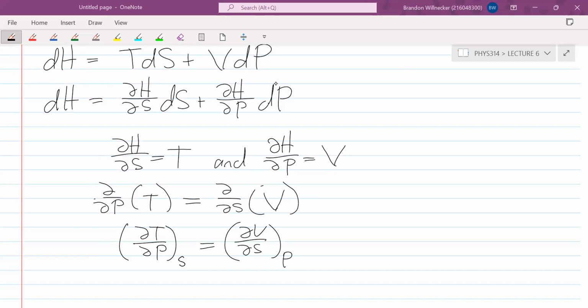Okay, so it's always going to be something like this with the d by dP, and on the other side you keep the P constant, on that side you keep the S constant, and here you differentiate by S. Okay, because remember we swap the derivatives to get the mixed derivatives, and then that gives us our Maxwell relation.